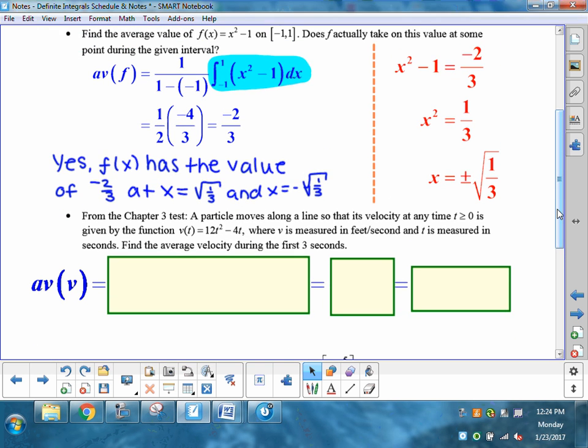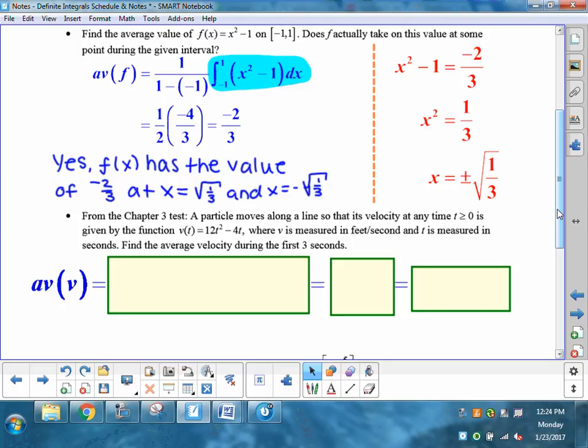A particle moves along a line such that the velocity at any time t greater than 0 is given by that function, where t is measured in seconds. Find the average velocity during the first 3 seconds. What would I do to find the average velocity of this function during the first 3 seconds? What would this look like? We got to pick up the pace here.